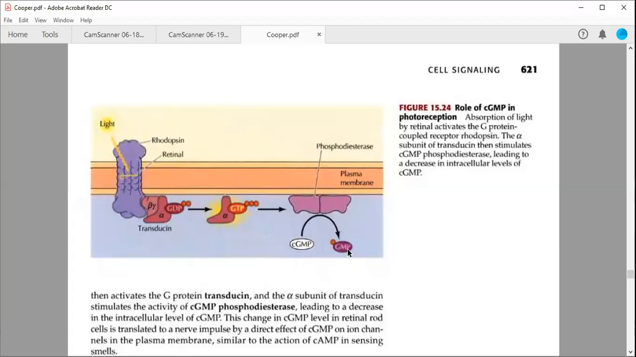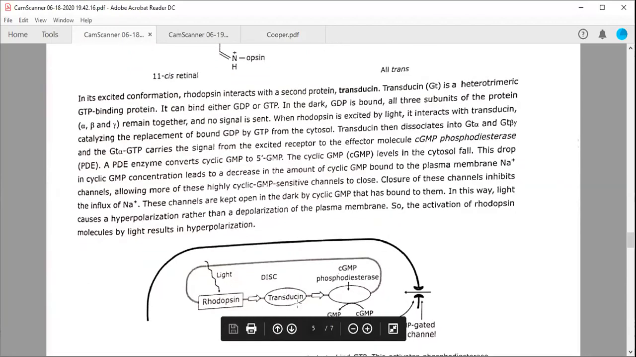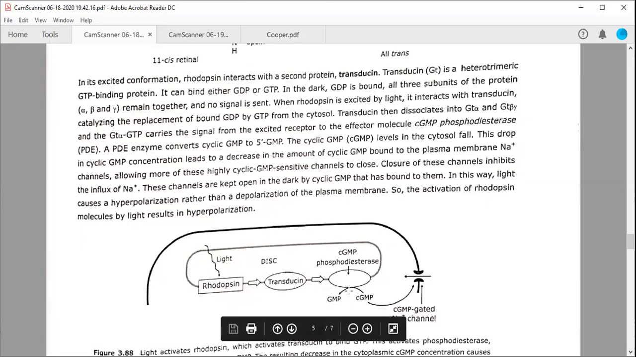So cyclic GMP will be degraded, the phosphodiester bond will be broken, and GMP will be produced. GMP is not a secondary messenger, only cyclic GMP is. So the secondary messenger is depleted from your rod cell cytosol so that the signal can be transduced. There are many ways for signal transduction to happen. So this transducin will directly activate the phosphodiesterase enzyme so that cyclic GMP will be converted into GMP.